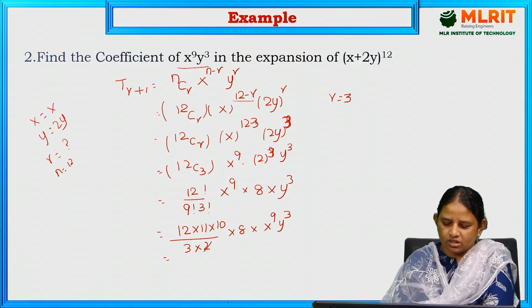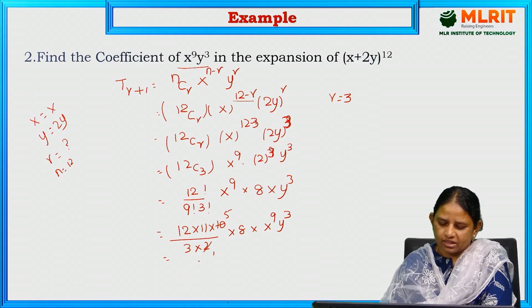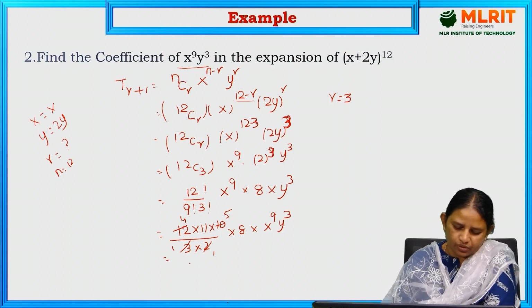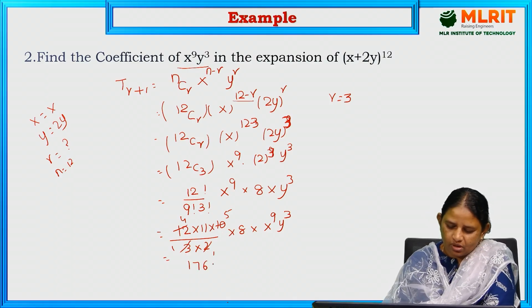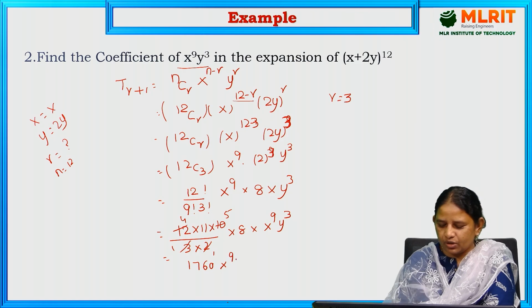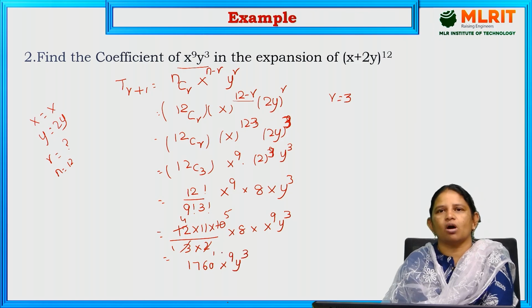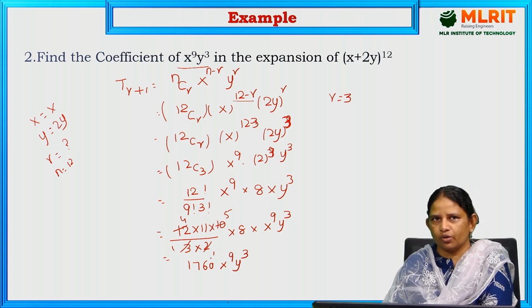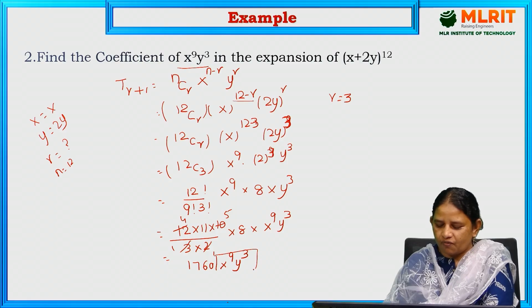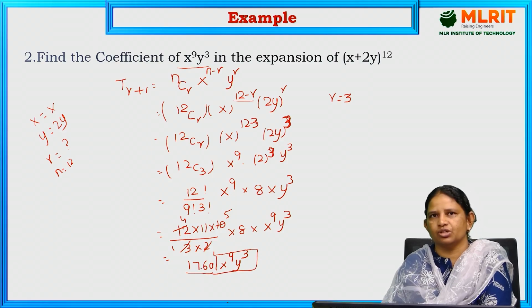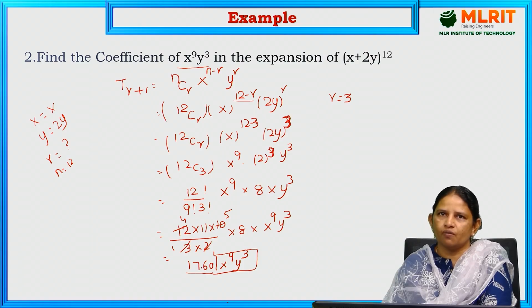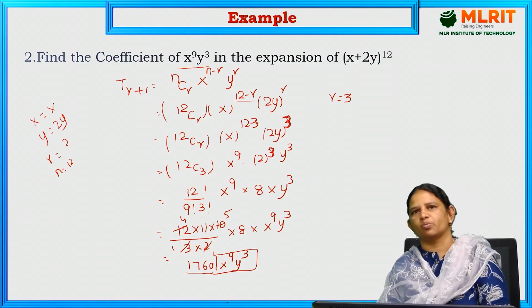So 2 ones are 2, 2 fives are 10. Then after that, nothing will get cancelled. So 3 ones are 3, 3 fours are 12. After multiplying all these terms, we are going to get 1760 x to the power of 9 into y to the power of 3. So after cancellation, we get the x to the power of 9 into y power 3 term, and 1760 is the coefficient value of x to the power of 9 and y to the power of 3.